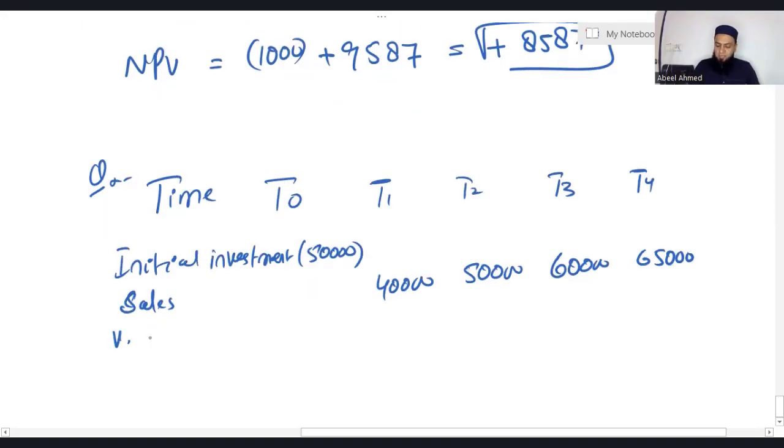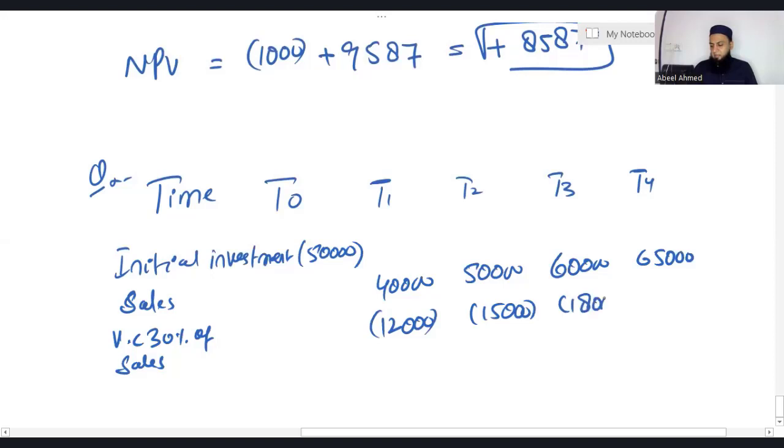Variable cost is, let's say, 30% of sales. Again, I'm assuming all this data. It is 12,000, 15,000, 18,000, and this will be 19,500.